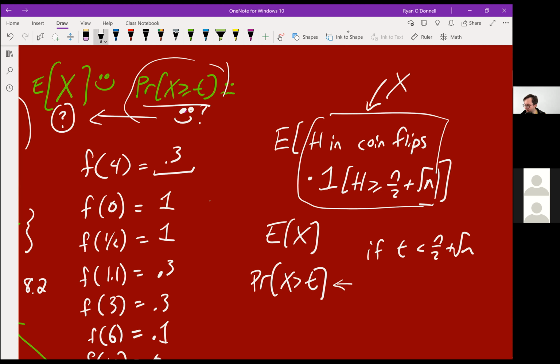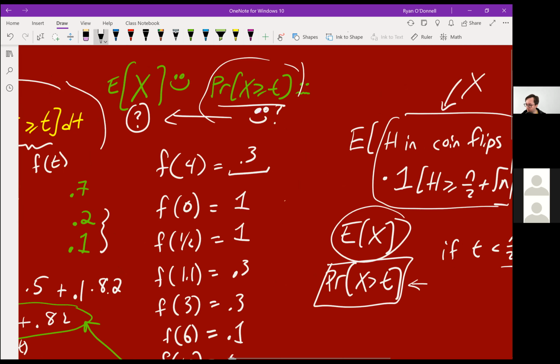Because x is 0 if the number of heads was less than n over 2 plus root n. And otherwise, if t is bigger than this amount, then we have the probability that the number of coin flips is bigger than some number, and we could use Berry-Esseen for that. So it's a situation where you might actually be able to reasonably estimate this, and this is the hard thing to figure out.